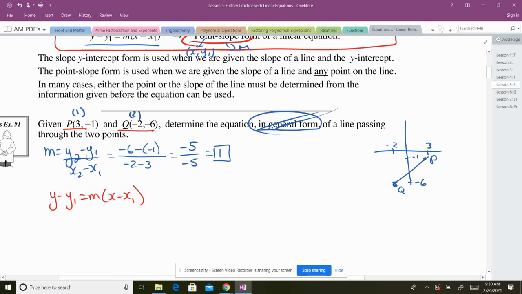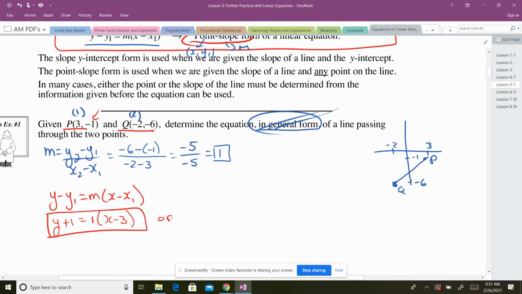And we plug everything in. Our slope is 1. There's our y1, -1, so it becomes y plus 1 because the sign flips. Our slope is 1, x minus 3. Okay, that is the equation in point slope form.